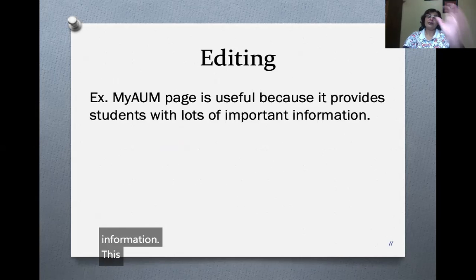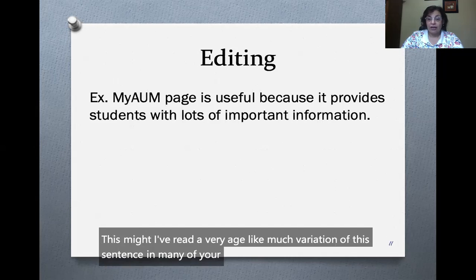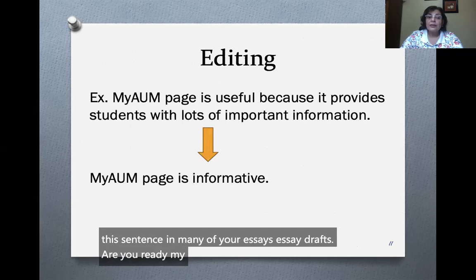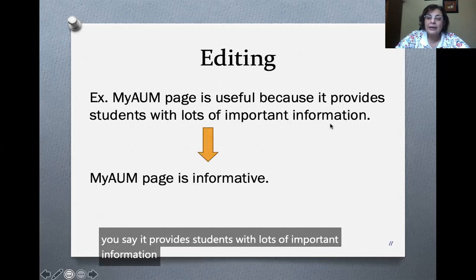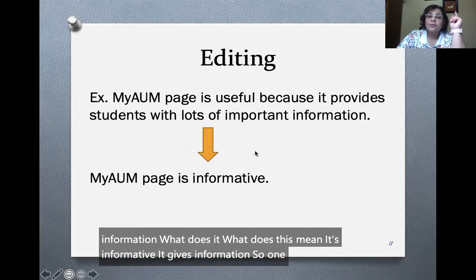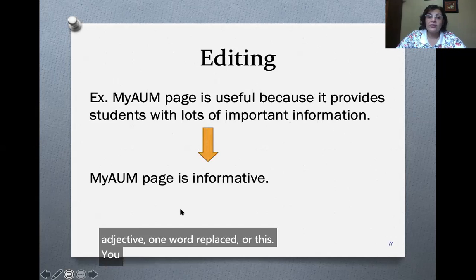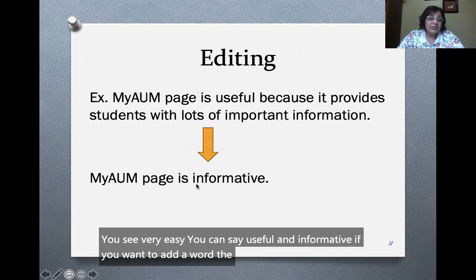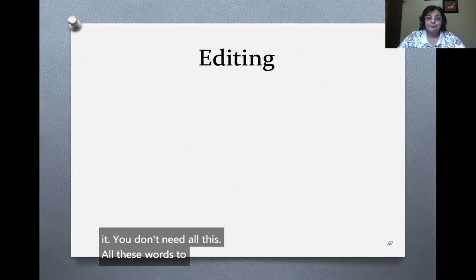I've read a variation, like much variation, of this sentence in many of your essay drafts. Are you ready? "My AUM page is informative." That's it. When you say it provides students with lots of important information, what does this mean? It's informative. It gives information. So one adjective, one word, replaced all this. You see, very easy. You can say "useful and informative" if you want to add a word, the word useful here. And that's it. You don't need all these words to express a simple idea.